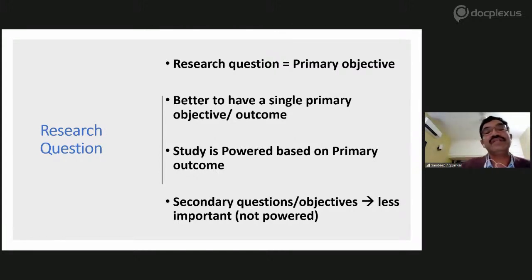So what I mean to say is a research question needs to have a good single primary objective. You can have one or two more objectives, but it's better to have a single primary objective. If you're designing a study, the study is powered based on primary outcome.